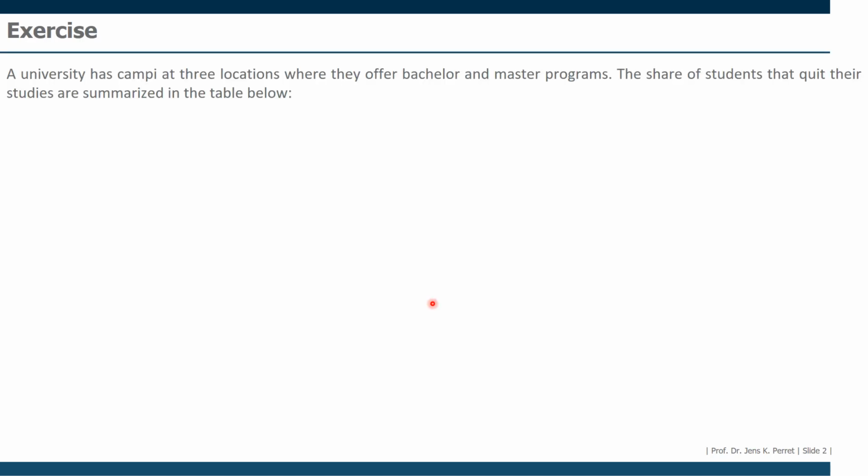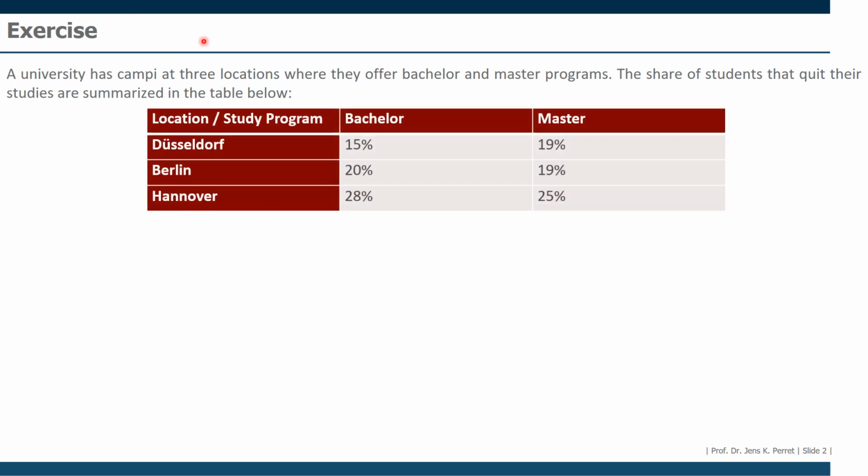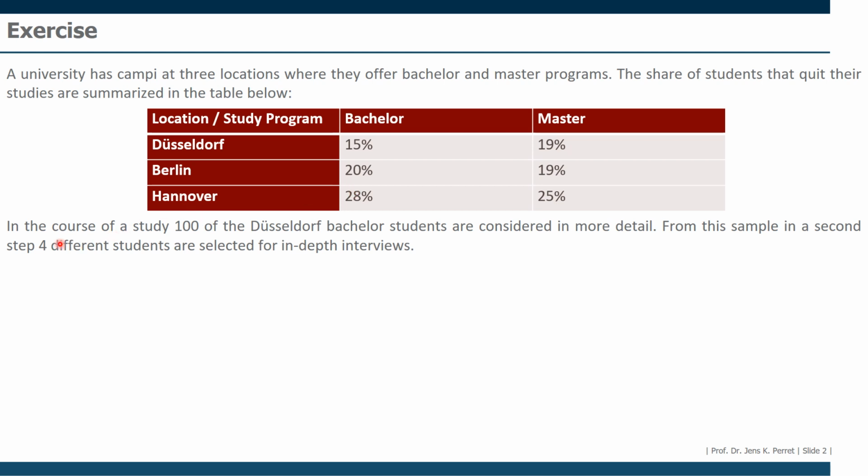Here we have a university that has campi at 3 different locations where they offer bachelor and master programs. The share of students that quit their studies is summarized in the table below. So that's the table here for bachelor students, for master students, and the 3 different locations. Additionally, we have the information that in the course of a study, 100 of the Düsseldorf bachelor students are considered in more detail. From this subsample, in a second step, 4 different students are selected for in-depth interviews.